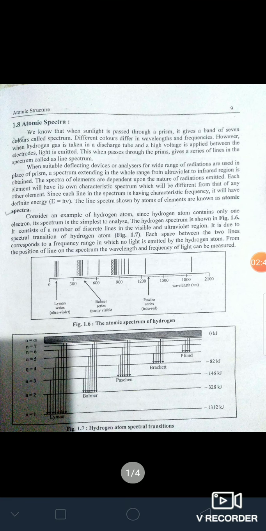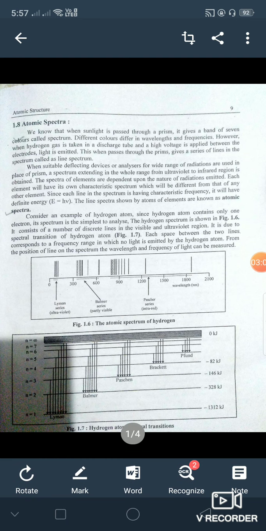Each space between two lines corresponds to a frequency range in which no light is emitted by the hydrogen atom. From the position of the line on the spectrum, the wavelength and the frequency of light can be measured. In the first figure, the atomic spectrum of hydrogen, series are given: Lyman series, Balmer series, Paschen series in ultraviolet, partly visible and infrared region.